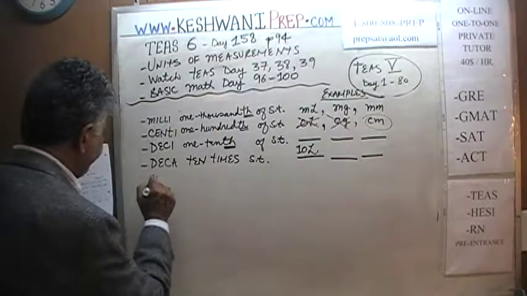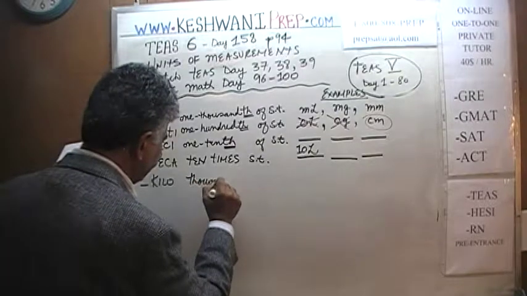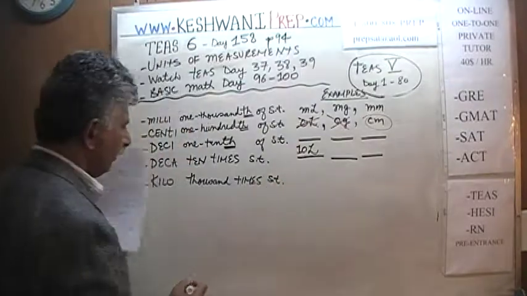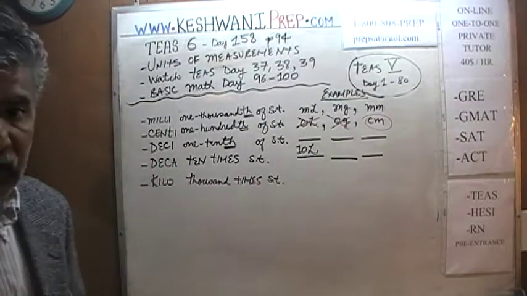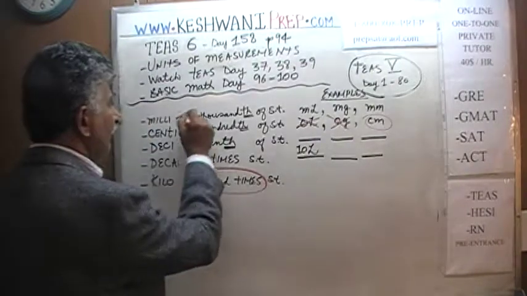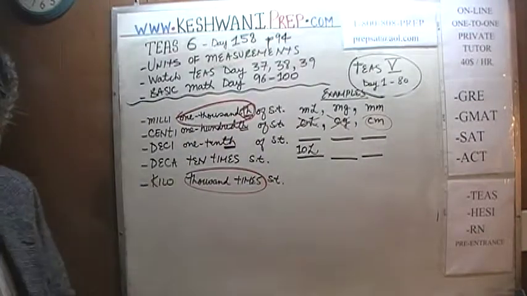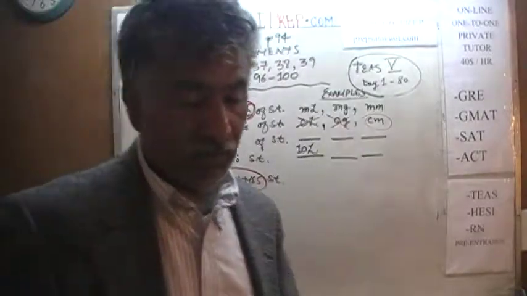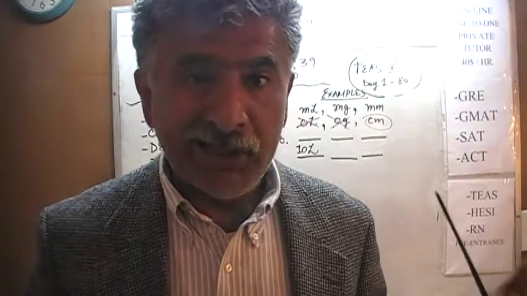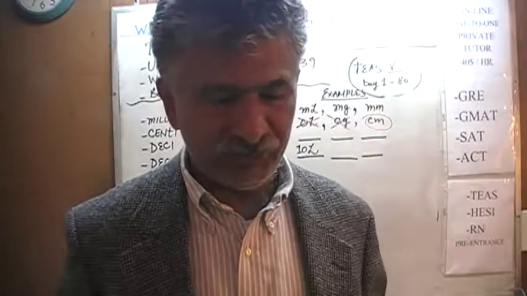The last one is kilo. Kilo means 1,000 times something. Don't confuse this with 1,000th of something, the th. If you have 1,000 of something, for example, and this is silly, a kilo dollar simply means $1,000. Of course, we do not speak in terms of kilo dollars, but that's what kilo means.